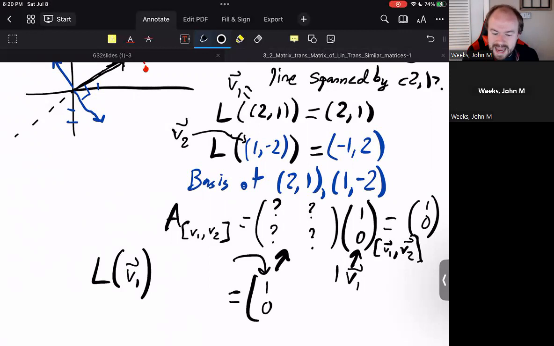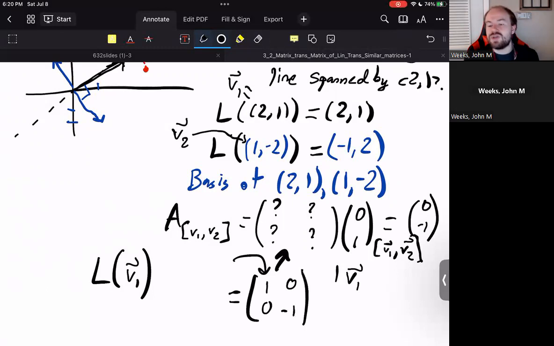So where is A of V1, V2 going to send V2 in terms of the basis V1 and V2? This is just one copy of V2. Well, it's going to send V2 to the negative of itself. So if I'm writing that basis element, it should look like this, 0, -1. So writing that part of this matrix, I should get something like this. Here is the matrix of this transformation written in terms of V1 and V2.